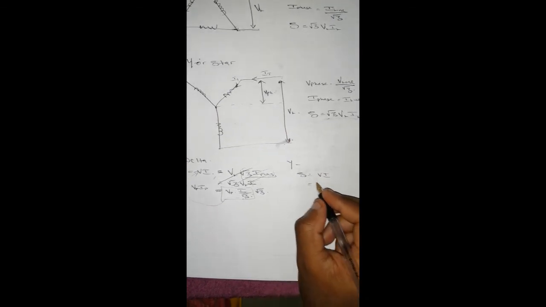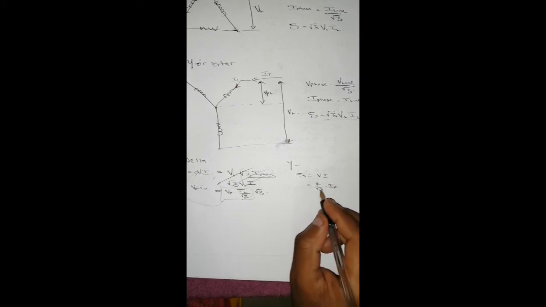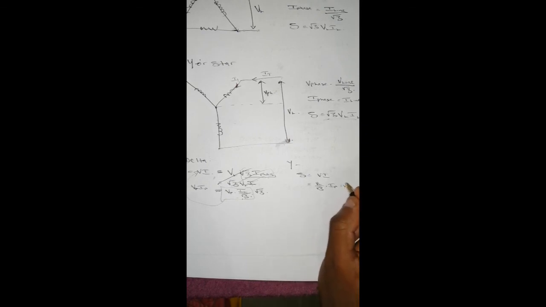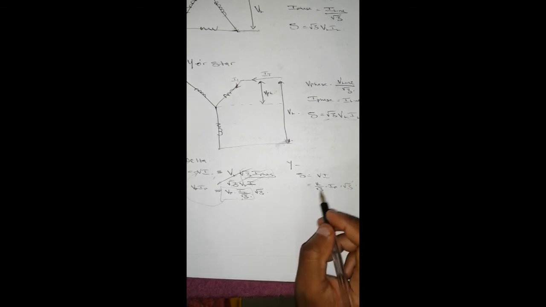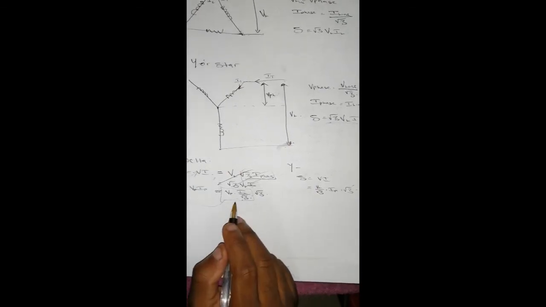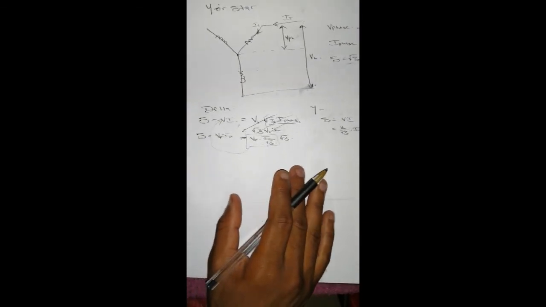And then for the Y configuration, S equals VI, and since we are dealing with just a single phase, you're going to have V phase as V line over square root of 3, and I line equals I phase, so you're going to have I phase. But this is not the same as this, so that's when the square root 3 comes about to cancel out, and you're left with something similar to this. And that's it for the formulas that you have to use.